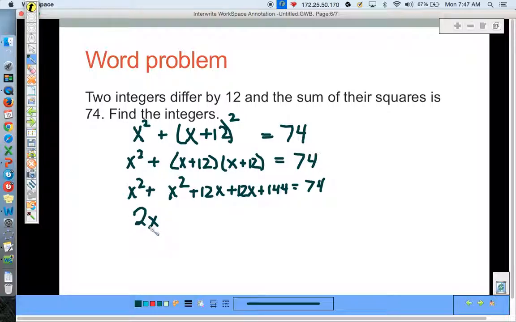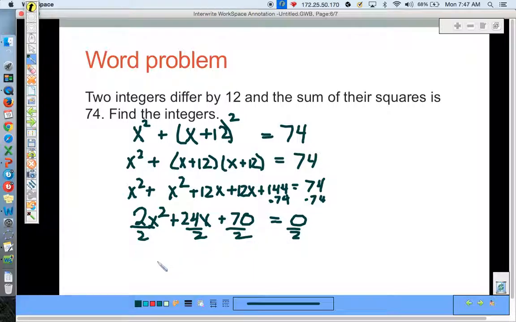So now we have 2x squared plus 24x. Let's see, if we subtract the 74, then we'll have 0 over here. So we have plus 70. And that looks pretty big to multiply, so I'm going to divide out a 2 out of all these. So you have x squared plus 12x plus 35 equals 0.